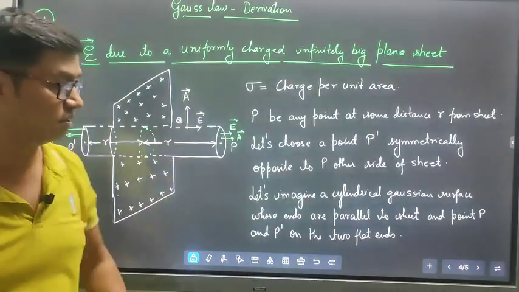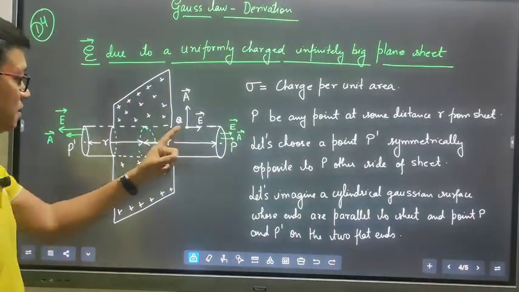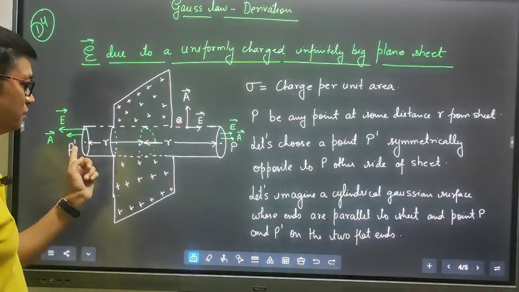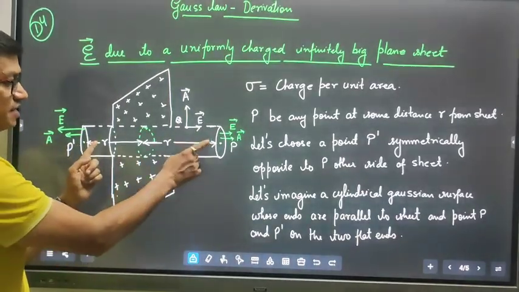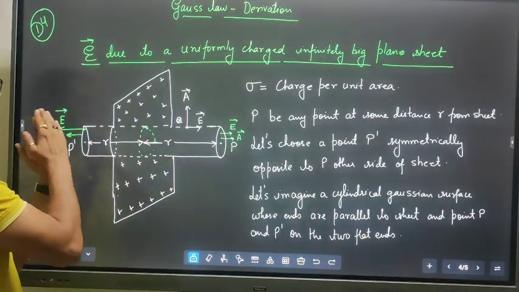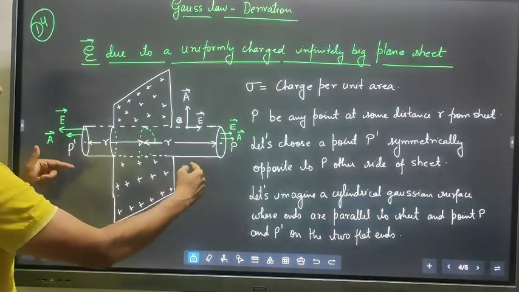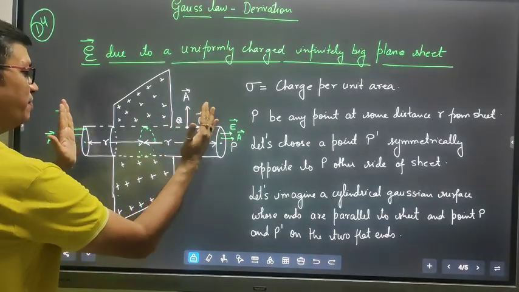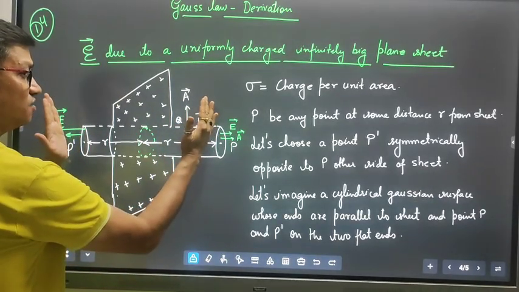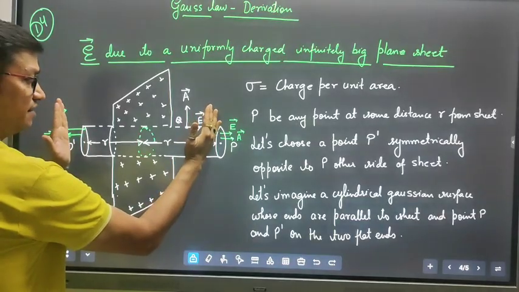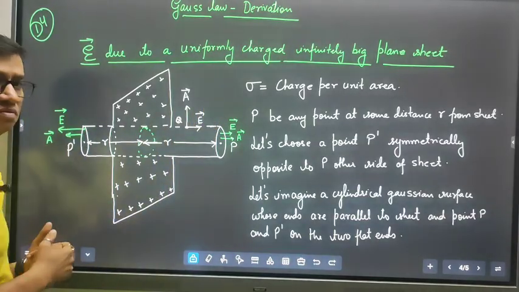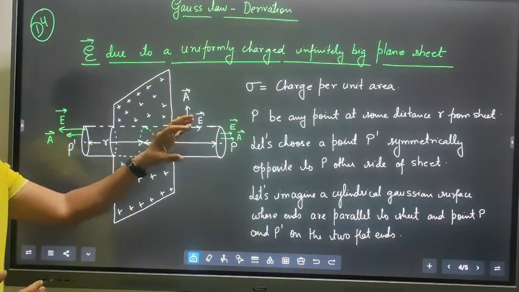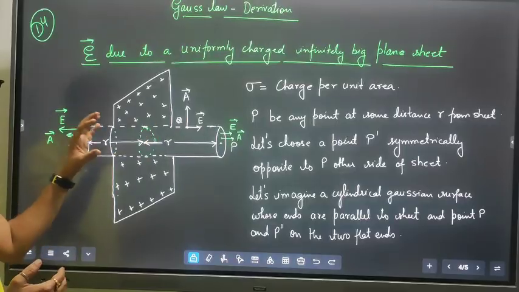Okay. Now let's take a point P dash which is symmetrically opposite to point P. That means if it is at a distance r, this is also at a distance r but on the other side. And then create a cylindrical Gaussian surface such that these points P and P dash are lying on the two flat surfaces of the cylinder, the two ends of the cylinder, and this is how the Gaussian surface is formed. This cylinder is penetrating through this sheet, imaginary cylinder.